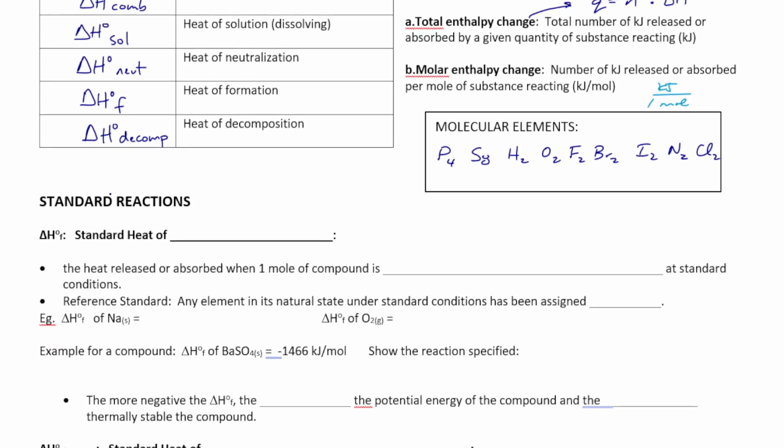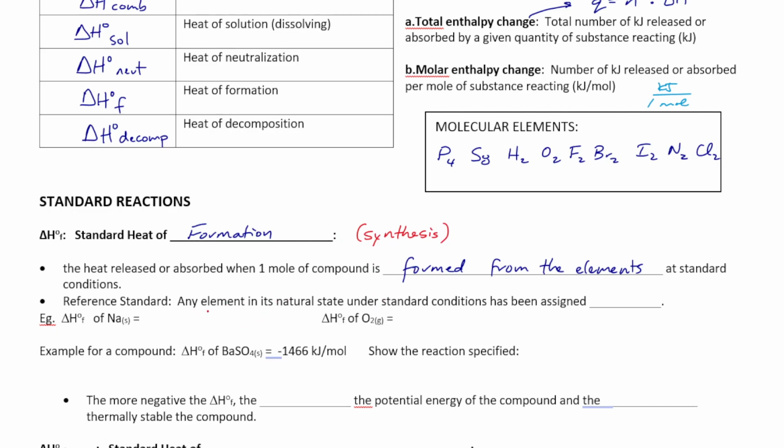So standard reactions, some of the standard reactions we have are standard heats of formation. And so I'll write the definition of what a formation reaction is right here. It's the heat released or absorbed when 1 mole of compound is formed from the elements at standard conditions. Well, you might be thinking, a reaction in which a compound is formed from the elements sounds an awful lot like synthesis reactions, and in fact, that's what a formation reaction is. It's a synthesis reaction where a compound is made from its elements.